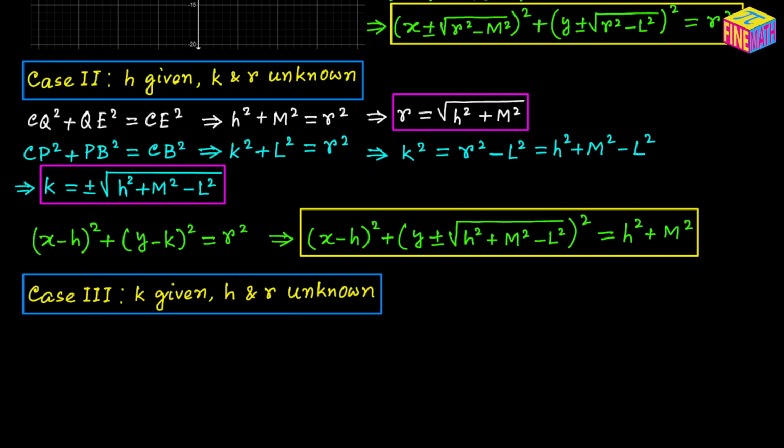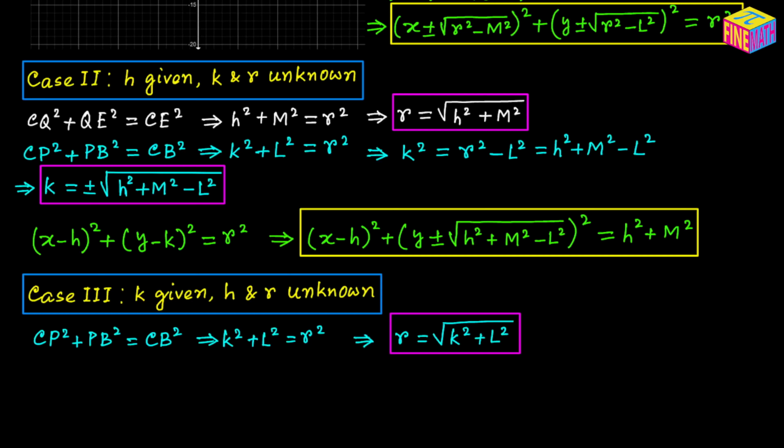Next, we are going to look at the third case where k is given but h and radius are unknown. Here again, from the CPB triangle, we can say CP squared plus PB squared equals CB squared. And from there we can say k squared plus l squared is equal to r squared. And from here we can say r is equal to square root of k squared plus l squared. Here again I am taking the positive value of the square root because r is the radius. Radius can never be negative.